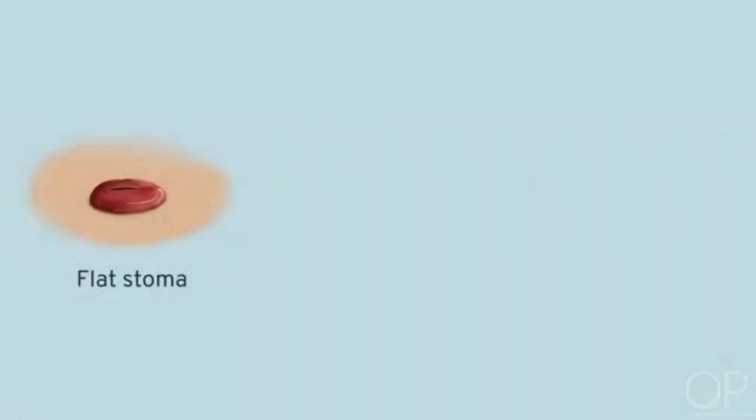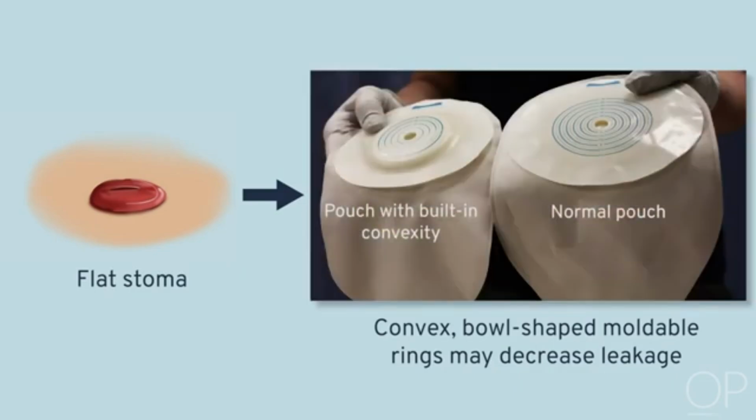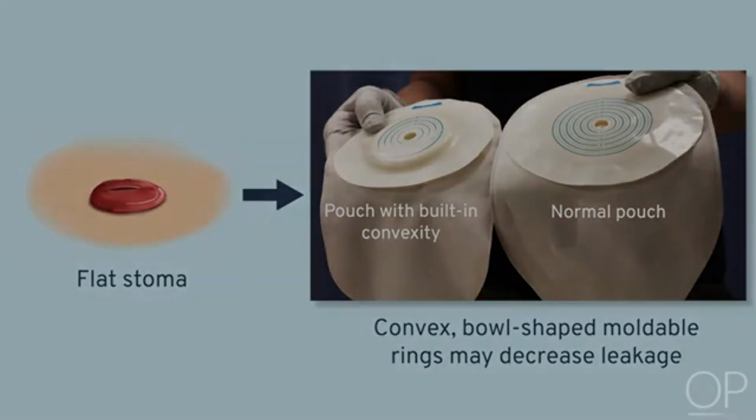For flat or retracted stomas, there are also convex, bowl-shaped moldable rings which may decrease the risk of leakage under the barrier and improve adherence. Ostomy pouches with built-in convexity, with a bowl-shaped part that curves inward towards the skin, are another option for flat stomas if available to create an artificial lift to the stoma.